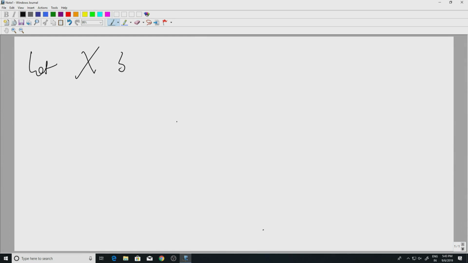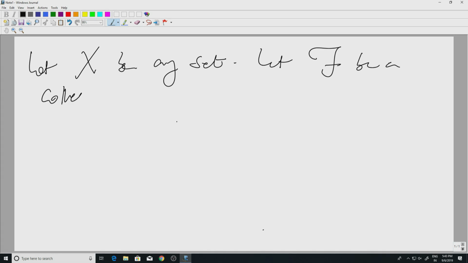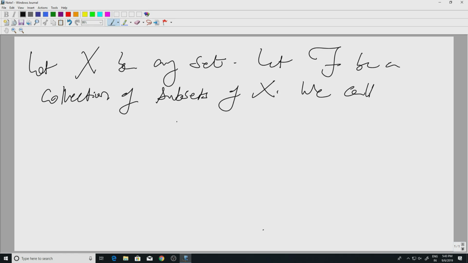Let X be any non-empty set. Let script F be a collection of subsets of X. So, X is a non-empty set and I am taking some collection of subsets of X. Okay. So, we call script F a sigma algebra if three things are satisfied.